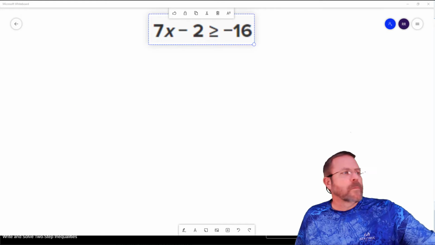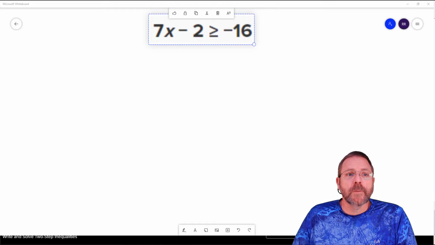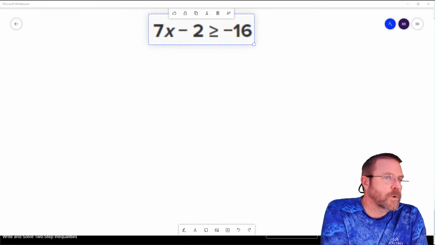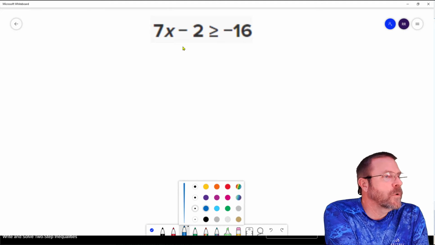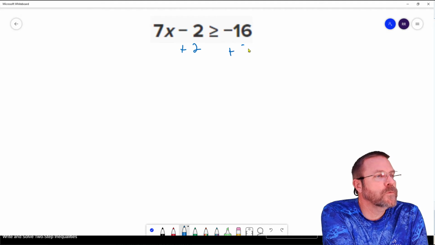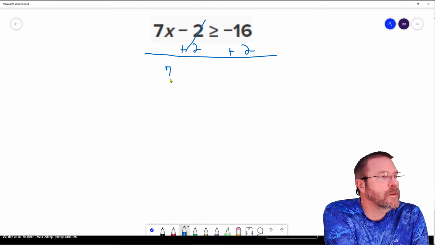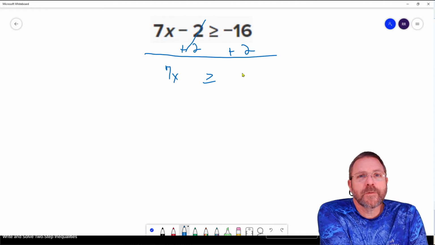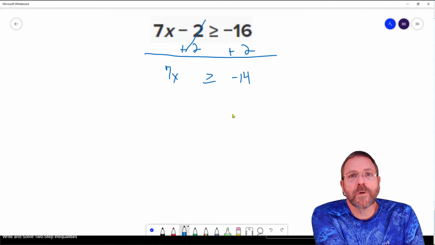All right, my problem is positive 7x minus 2 is greater than or equal to 16. We're going to start solving it by undoing addition and subtraction, which means we're going to have to add 2 to both sides. So I'm going to do plus 2 on the left and plus 2 on the right. The 2s on the left zero each other out, leaving 7x is greater than or equal to -16 plus 2. The signs are different, so it's a find-the-difference problem, with the sign of your larger number going in front of your answer.